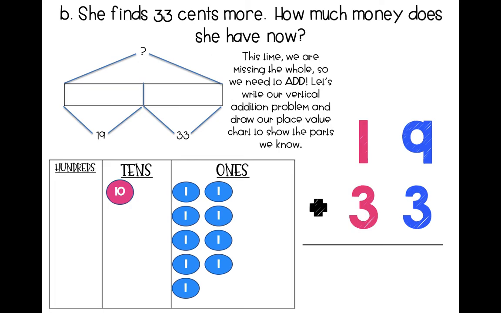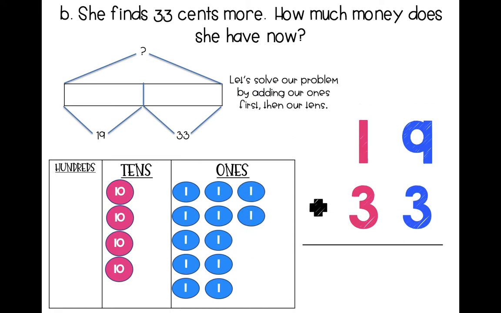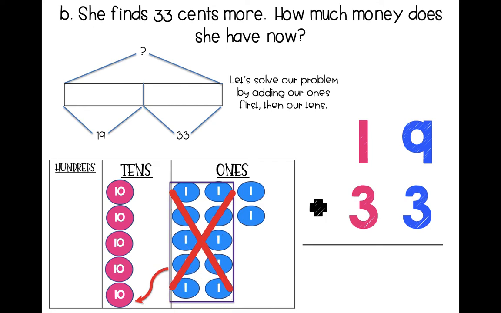Now our place value chart shows 19. We need to add 33 more. So that means 3 more tens and 3 more ones. Let's go ahead and solve our problem by adding up our ones first. 9 plus 3. If we look at our ones place on our place value chart, we have more than 10 ones. That means we can bundle 10 of them and exchange them for a 10.